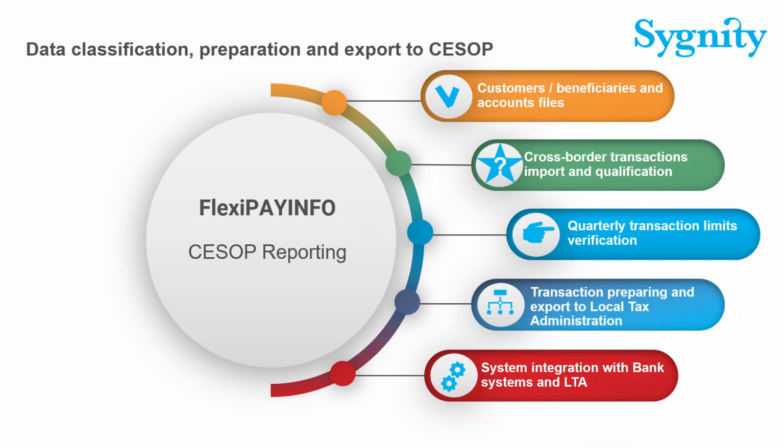Functionalities of FlexiPI info. Automatic upload of transactions data into the system. Flexible definition of classification and filtering rules. Flexible definition of rules for assigning beneficiaries. Automatic aggregation of transactions. Control of exceeding reporting thresholds. Creation of extracts for the local tax administration. Automated sending of extracts to local tax administration. Handling corrections.